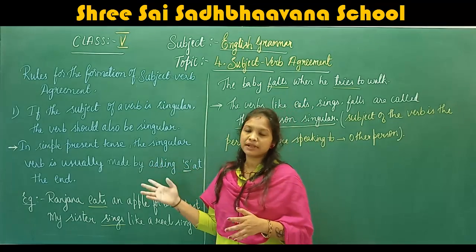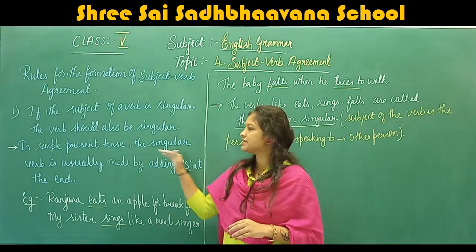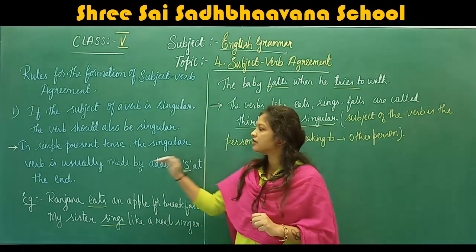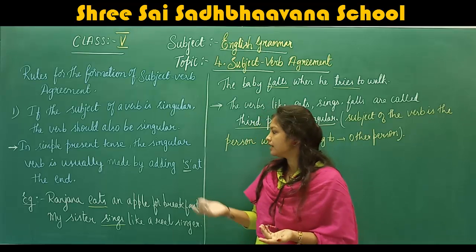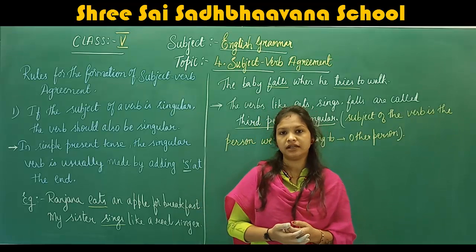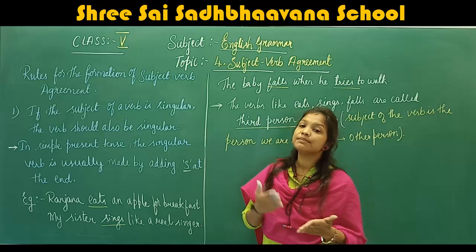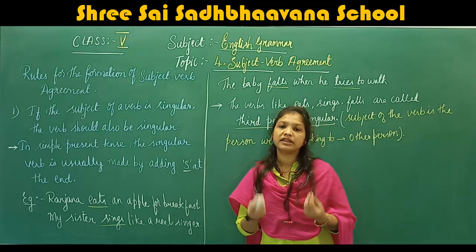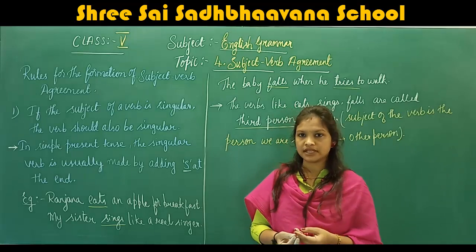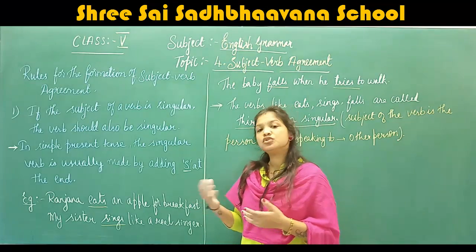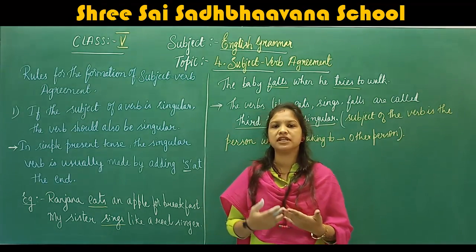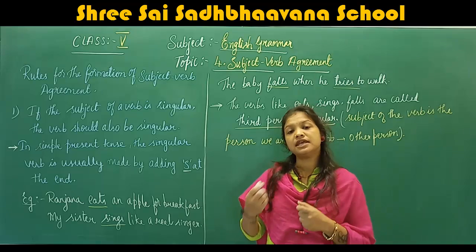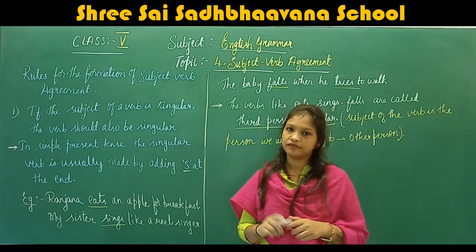Now, in the simple present tense, the singular verb is usually made by adding s at the end. When we write a sentence in the simple present tense, the verb is usually formed by adding s at the end of the verb.